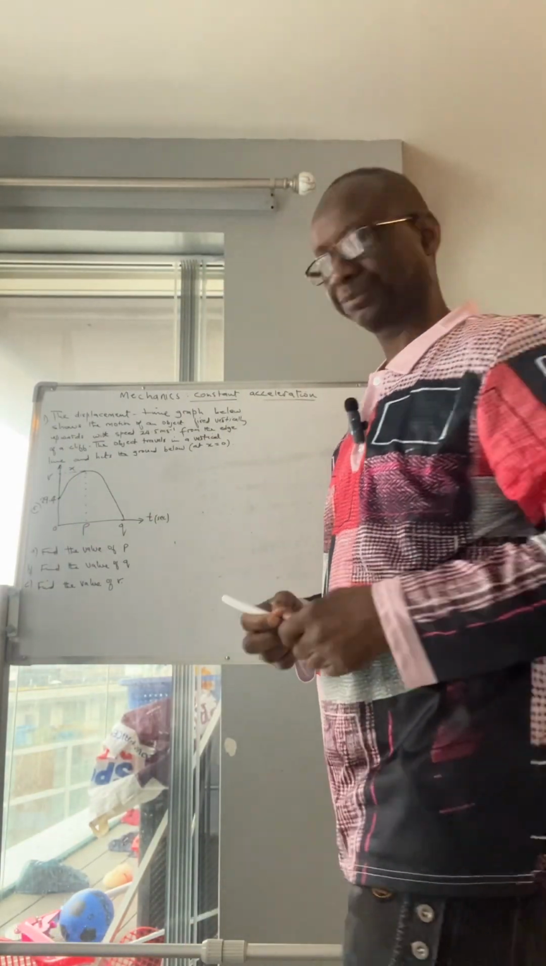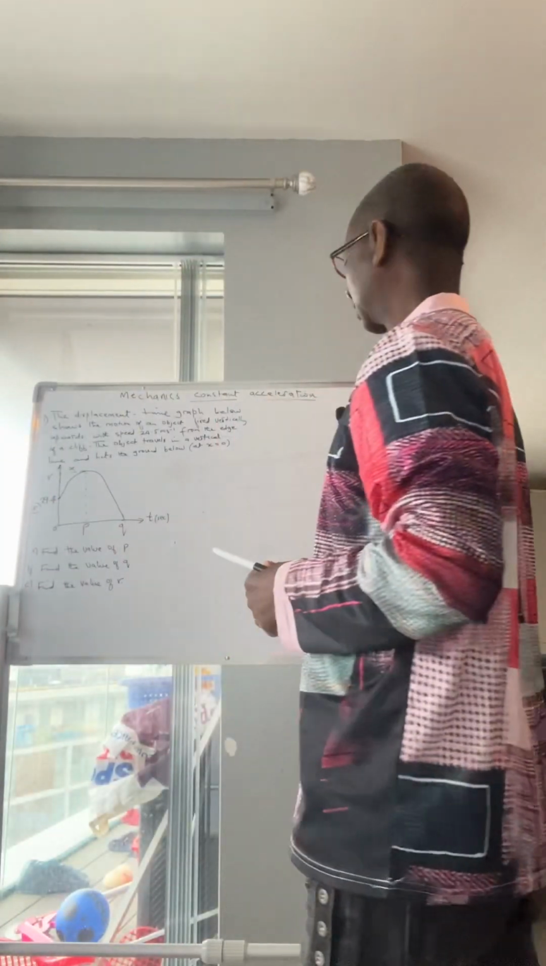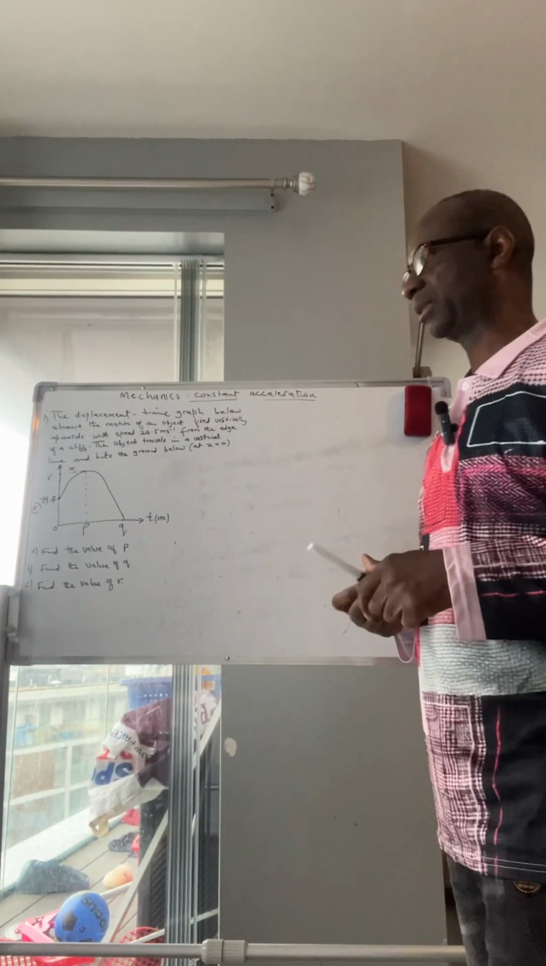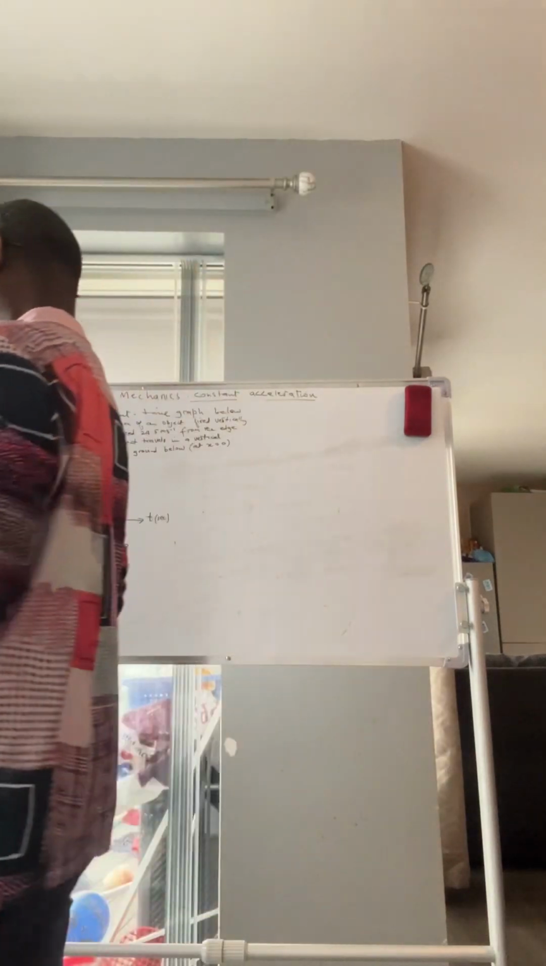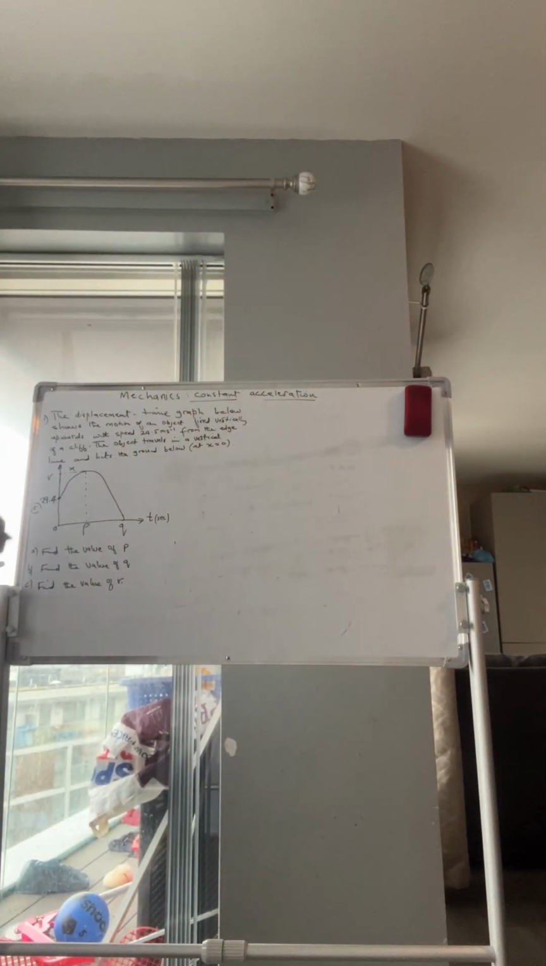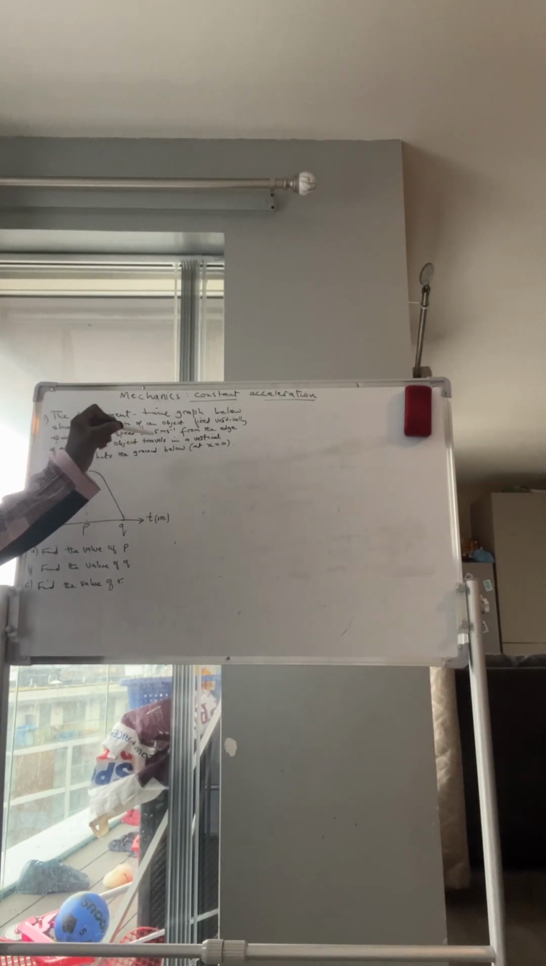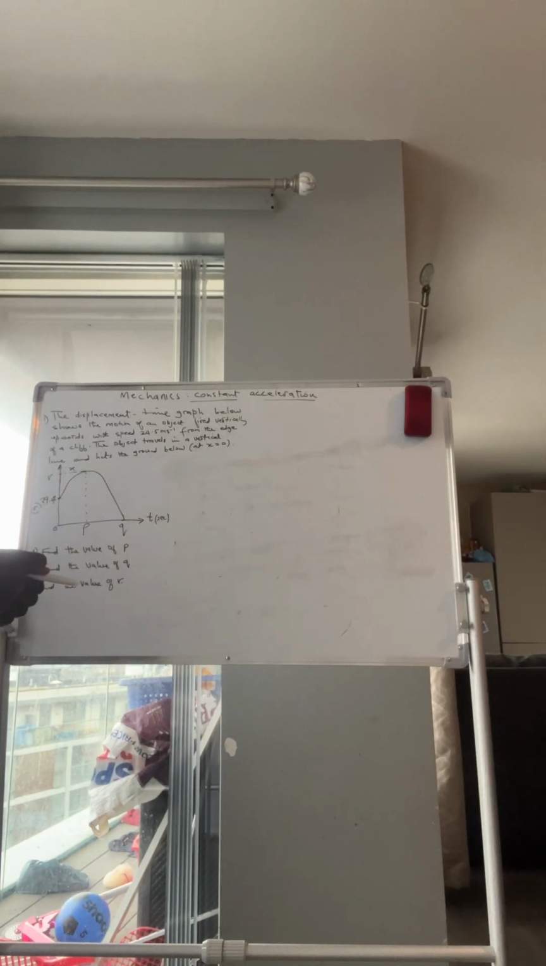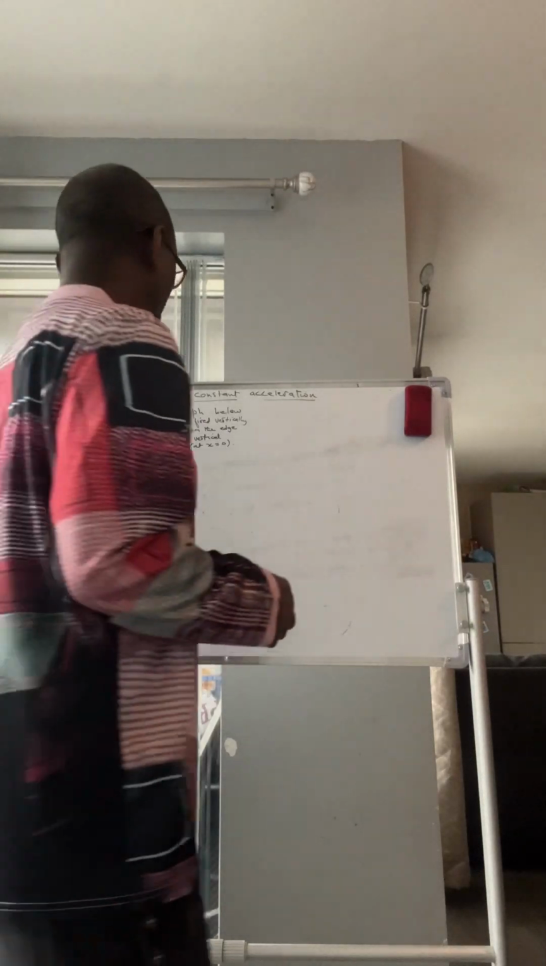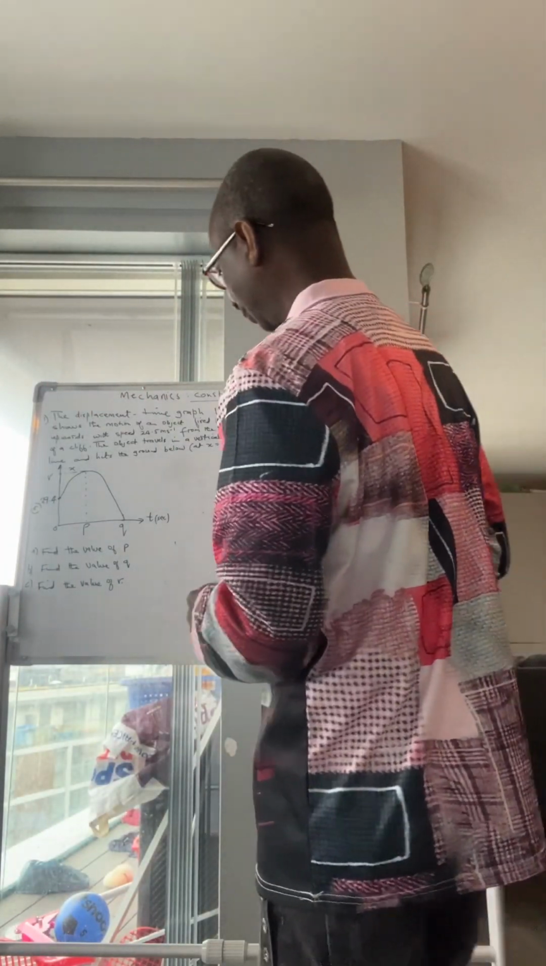Hi everyone. We're looking at a constant acceleration problem here from mechanics. Let's go through the question quickly. The question reads, the displacement time graph below shows the motion of an object fired vertically upwards with speed 24.5 meters per second from the edge of a cliff. The object travels in a vertical line and hits the ground below at x equals 0.